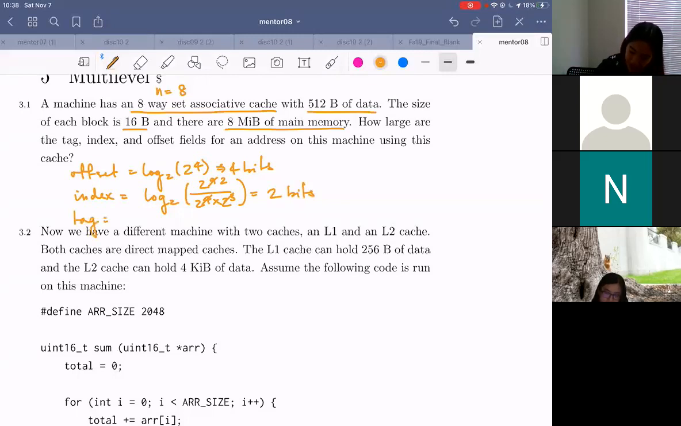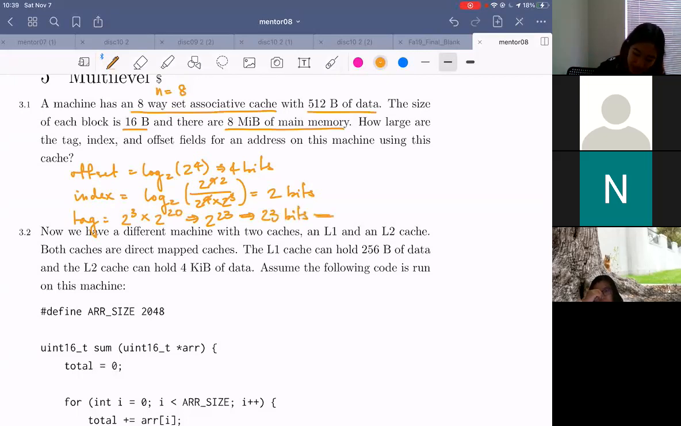So if we have 8 MB of main memory, our main memory size is going to be 2 to the 3rd, which is 8, times 2 to the 20, which is the MB part. So that's going to give us 2 to the 23rd overall bytes of memory that we can access. And because memory in 61C is always byte addressed, we're going to be able to access it with 23 bits overall.